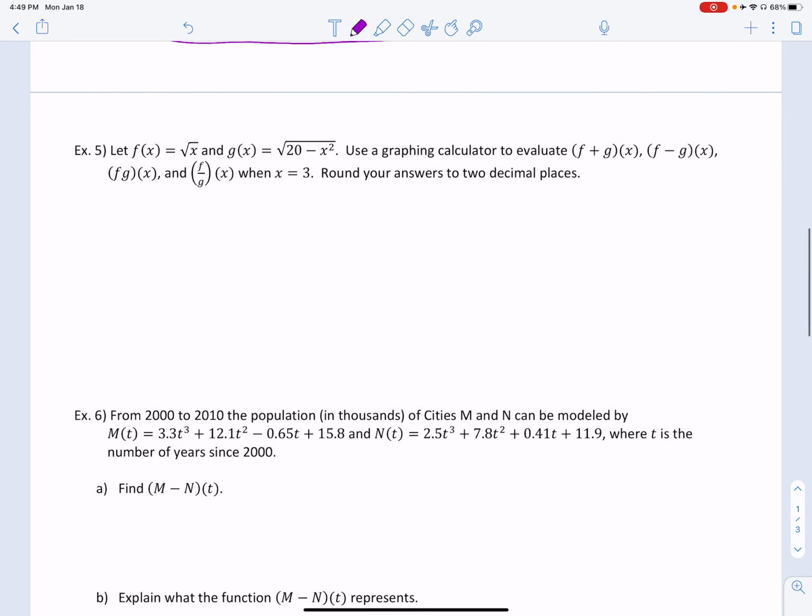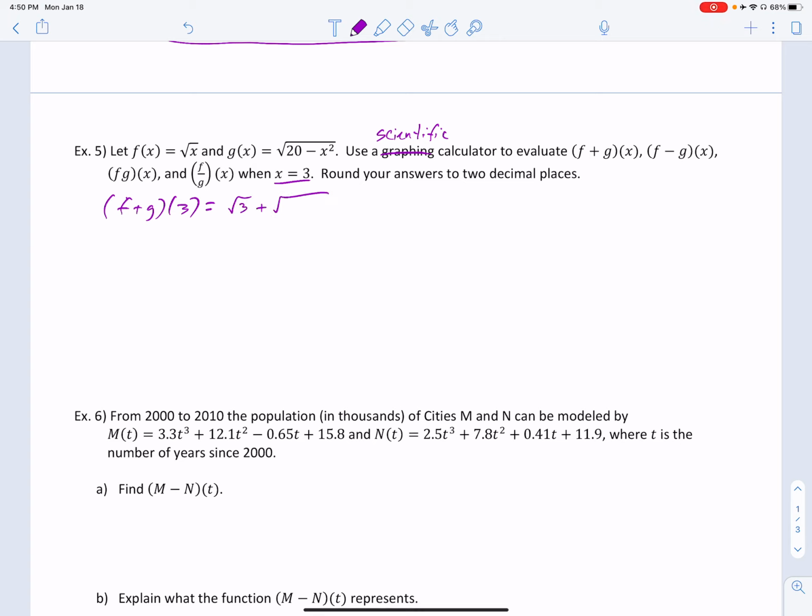All right, on the next one, they want you just to use, it says graphing, but scientific is good. They just want you to evaluate this when x is 3. So f plus g of 3 is just going to be the square root of 3 plus the square root of 20 minus 3 squared. That would be a calculator activity because those aren't nice values. And you would end up with, to 2 decimal places, 5.05.